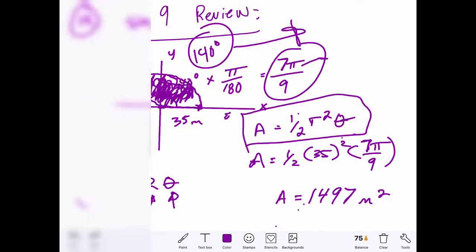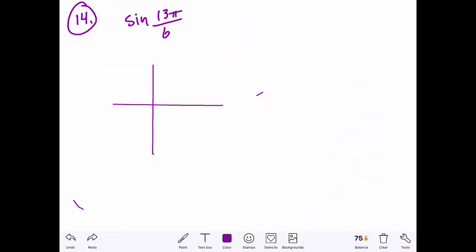Let's look at another one. Okay, guys, let's look now at number 14 here, sine of 13 pi over 6. Remember, start with your initial side, and then we're going to move in the counterclockwise direction because it's positive here. And notice 13 pi over 6 is greater than 2 pi, right? That would be 12 pi over 6 or 2 pi. And then I'm going to go one more pi over 6.